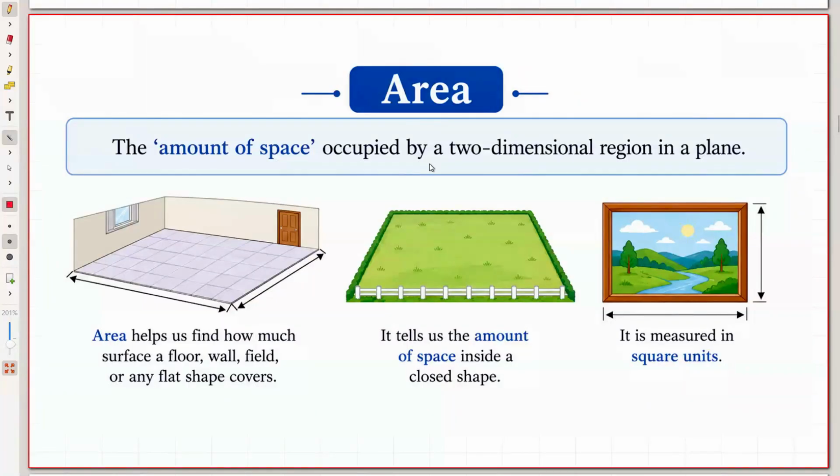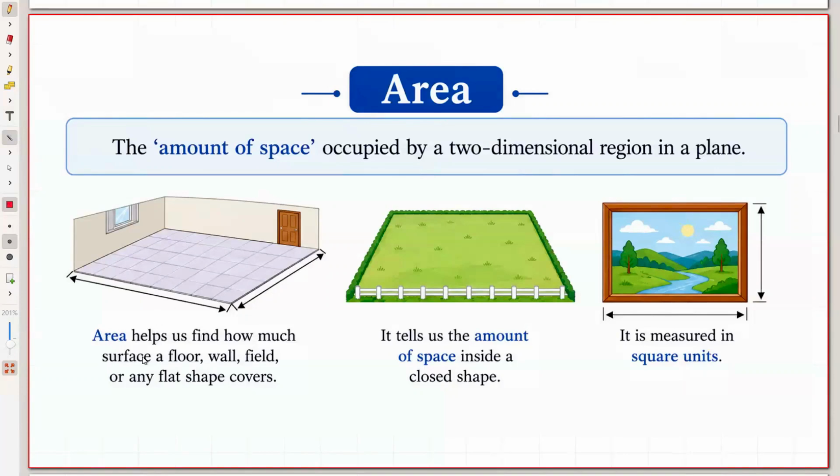Area is an amount of surface enclosed by a closed shape. Area means the amount of surface enclosed by a closed shape. That is called area.